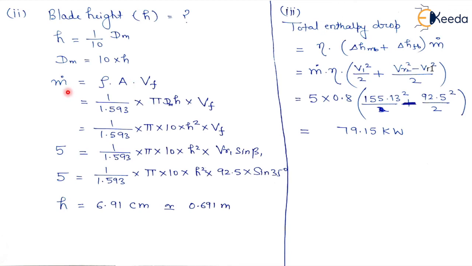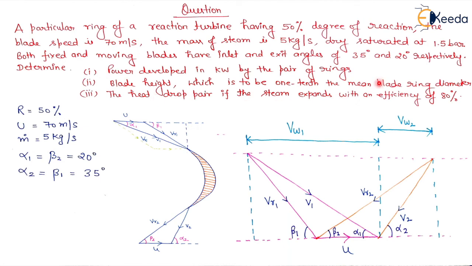Now you know mass flow rate is equal to rho A Vf, because this is the velocity through which the control volume of steam is flowing onto the blade. Vf is the flow velocity of fluid which is flowing onto the blade. Rho is the density that you will get from the steam table. Consider this condition, the dry saturated steam at 1.5 bar.